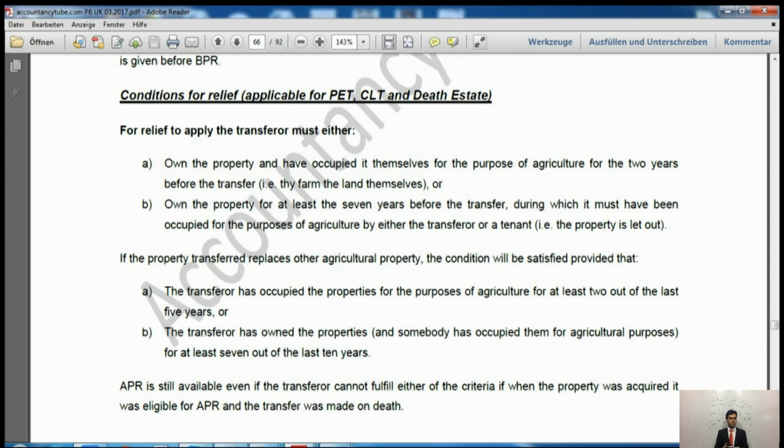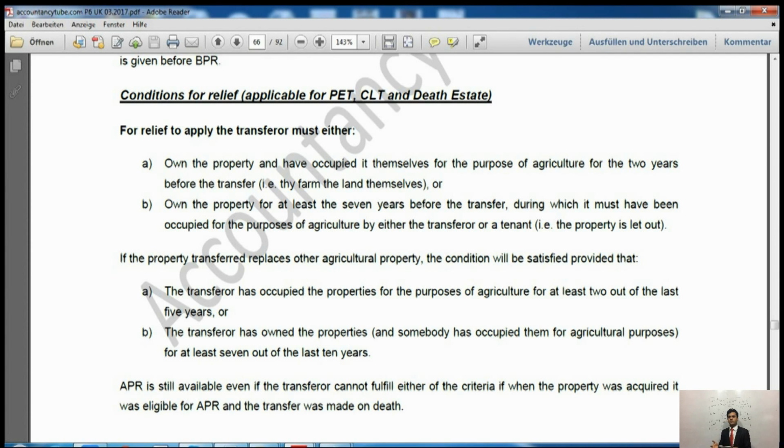Theory is very, very crucial to pass this exam easily, because in these notes lots of theory is given, and it's not much, it's just 92 pages long, all the notes are. So please make sure you know the theory, you know on the fingertips what the conditions for APR are, what the conditions for BPR are, which one is given first, APR is given first, where the business property relief is given 100%, where it is 50%, and like that.